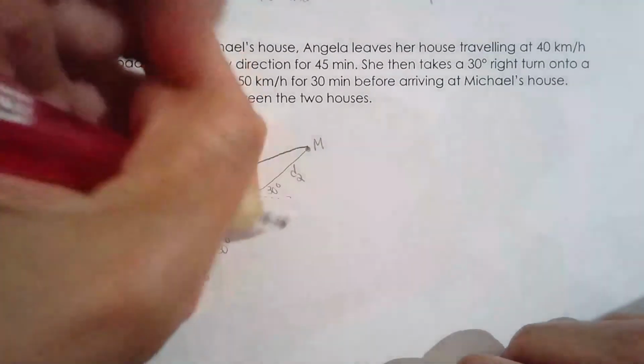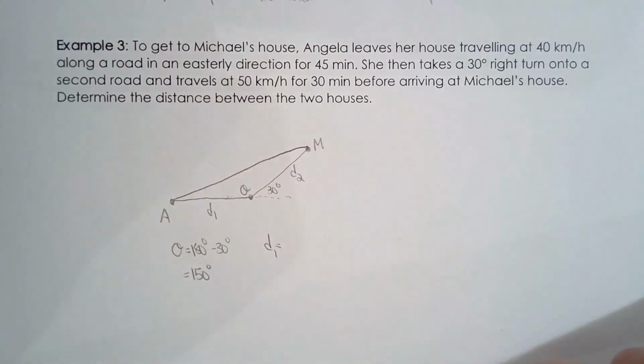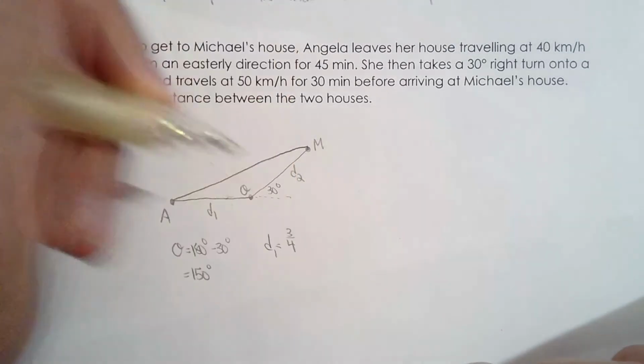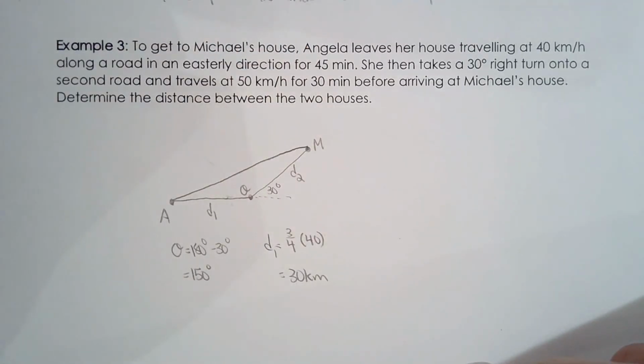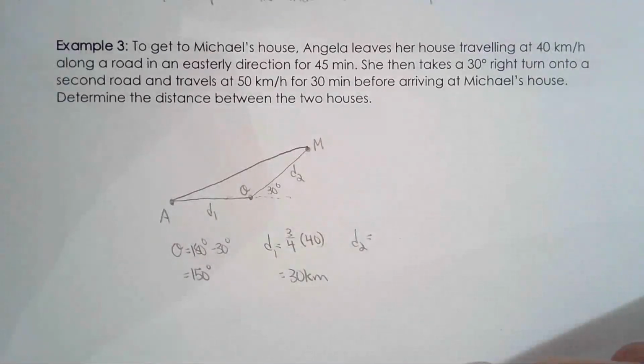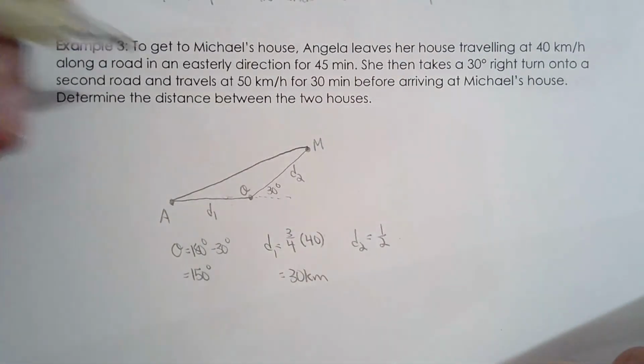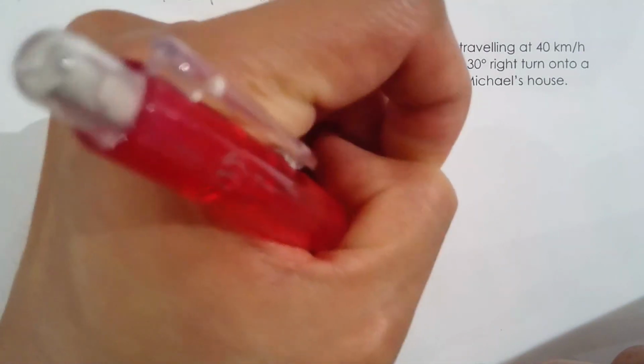Okay, what about D sub 1? D sub 1, that is, what was it, 45 minutes, 40 kilometers per hour. So 45 minutes is 3/4 of an hour. So that's 30 kilometers. And then the second distance is 50 kilometers per hour for 30 minutes. So 30 minutes is half an hour. At 50 kilometers per hour, that's 25 kilometers.